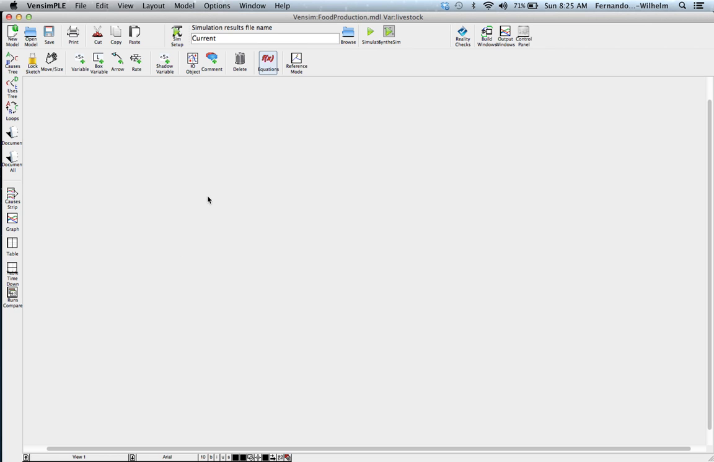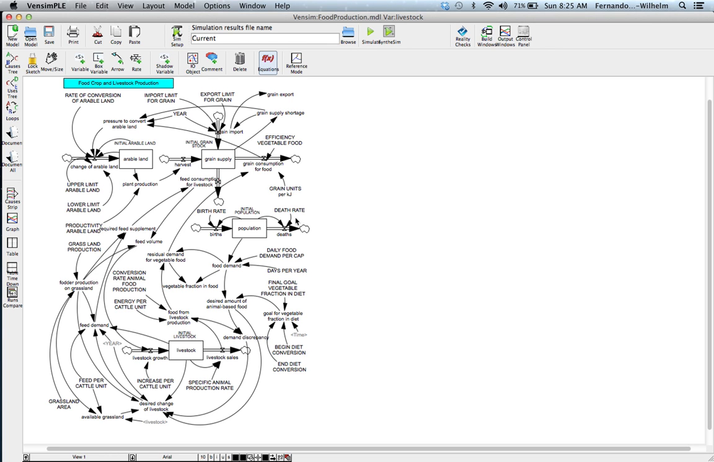I guess my sketch disappeared. There it is again. Let's see. So we can actually take this model and run it and look at some of the results and see some of the interesting things that happen. So I'm going to run it as is, and then we'll come to some of the questions that appear. So I'm going to simulate that, and it went through the simulation very quickly.